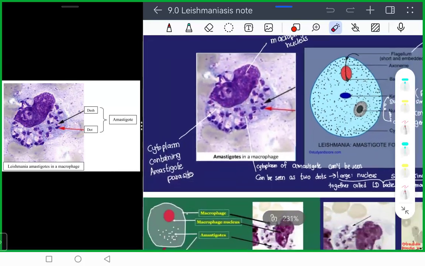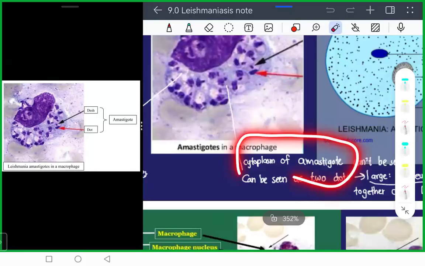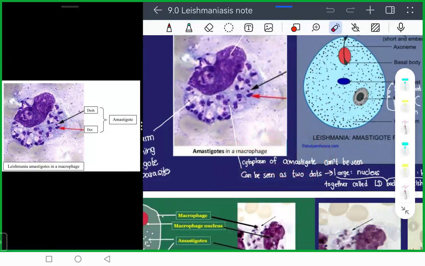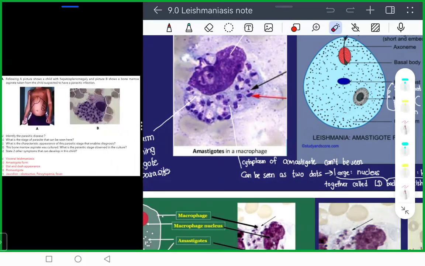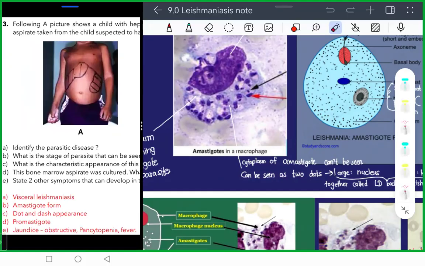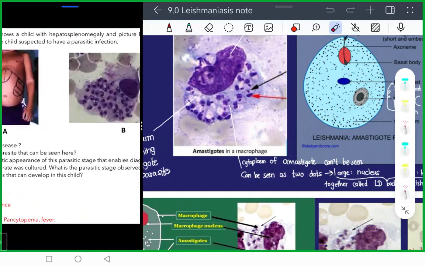And actually we can't see the cytoplasm of the amastigote because it has the same color as the cytoplasm of the macrophage. And then the next question: if a bone marrow aspirate was cultured, what is the parasitic stage observed in the culture?